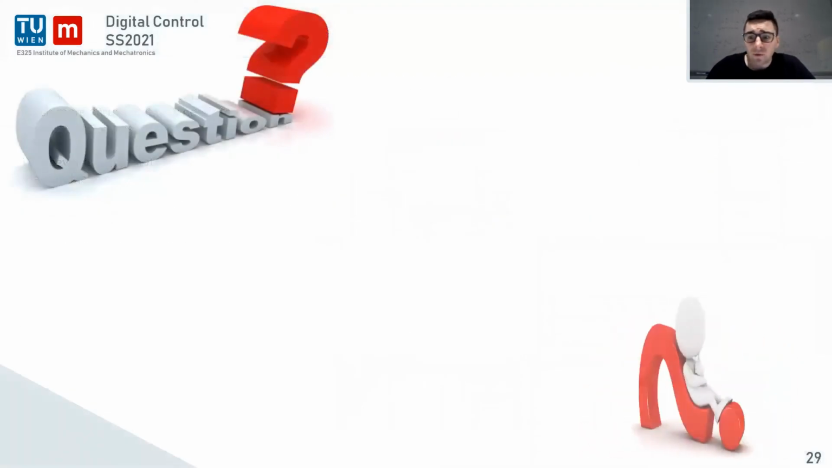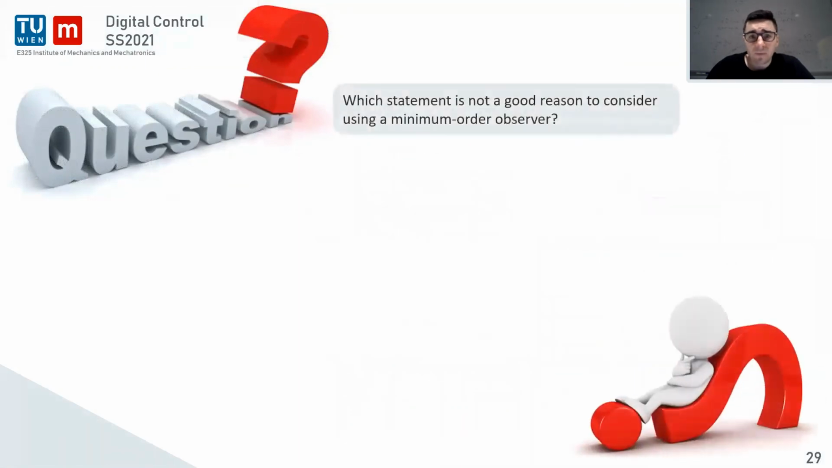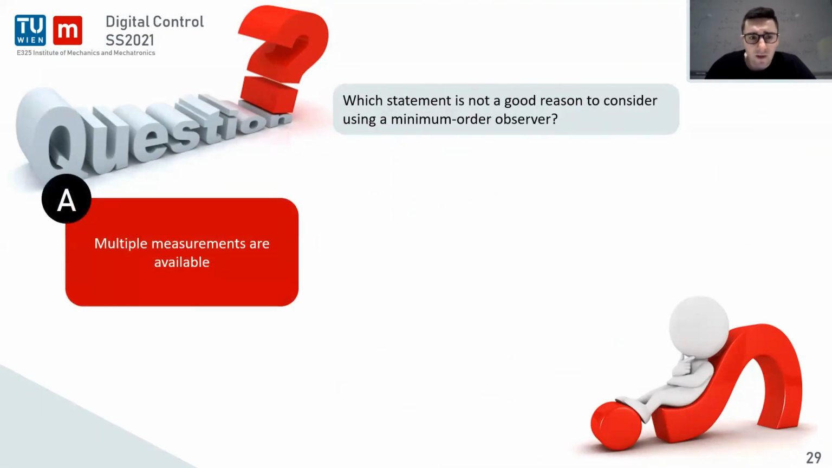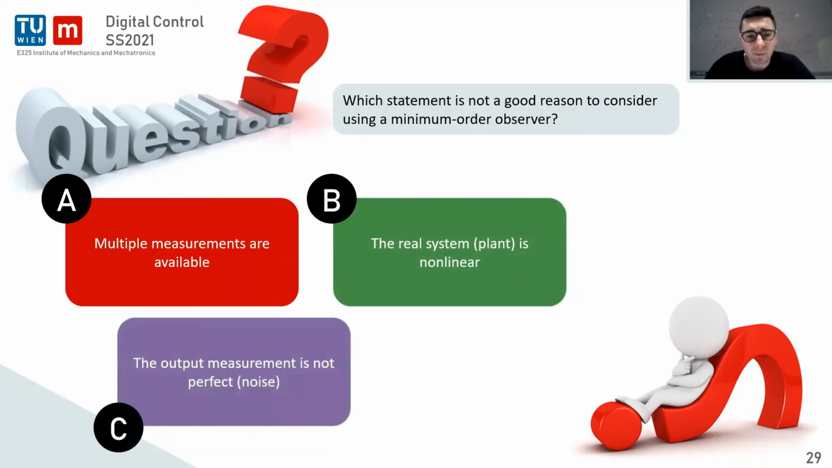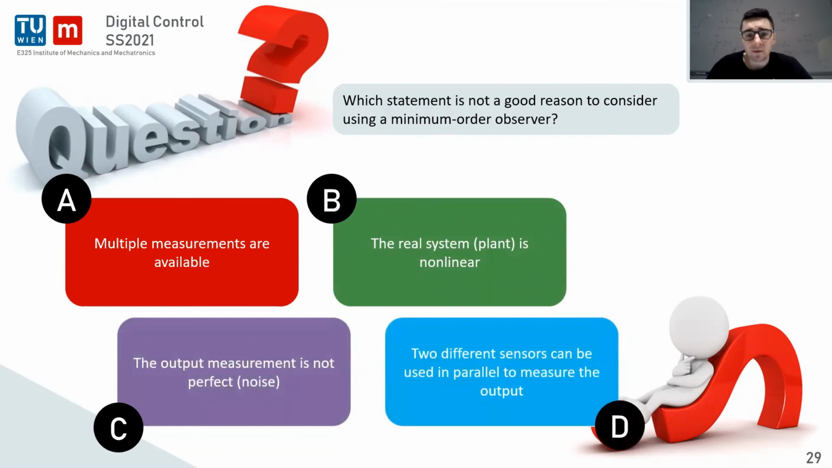Now let's look at the final question. Which statement is not a good reason to consider using a minimum order observer? First, multiple measurements are available. The real system, the plant, is nonlinear. The output measurement is not perfect, there's some noise. Two different sensors can be used in parallel to measure the outputs. So which of these statements is not a good reason to consider using a minimum order observer? Only one of these statements is true.